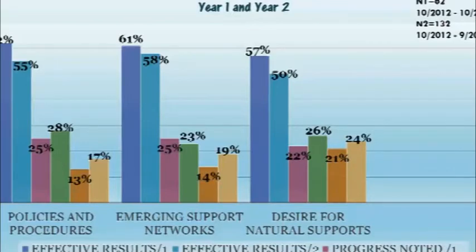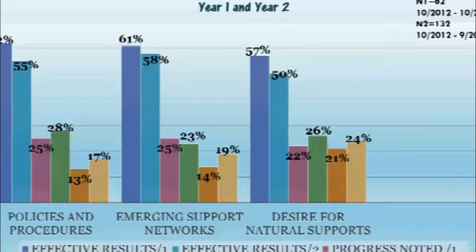When comparing the first year of data with the data 2 years later, we get, under policies and procedures, year 1 we had 62% with effective results. Year 2, 55% had effective results. Year 1, 25% had progress noted. Year 2, 28% had progress noted. In year 1, 13% had action required. And in year 2, 17% had action required.